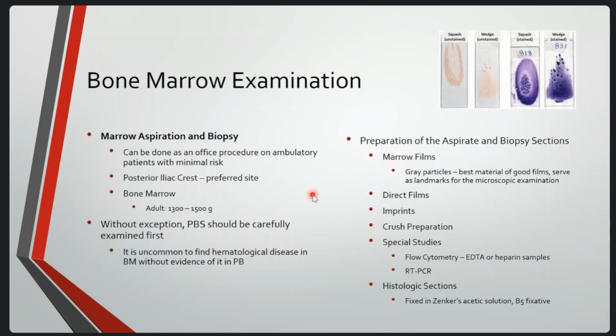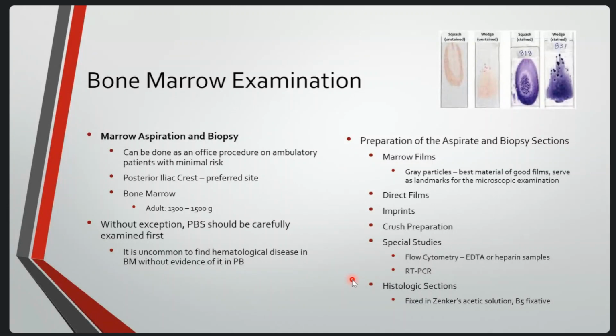The bone marrow in an adult is about 1,300 to 1,500 grams. For every bone marrow examination, you should first carefully examine the peripheral blood smear, the reticulocyte count, and ESR if possible, because it is uncommon to find a hematological disease in the bone marrow without evidence of it in the peripheral blood. So for peripheral blood smears with abnormal cells, we usually suggest a bone marrow aspirate or biopsy, and even flow cytometry or special studies.